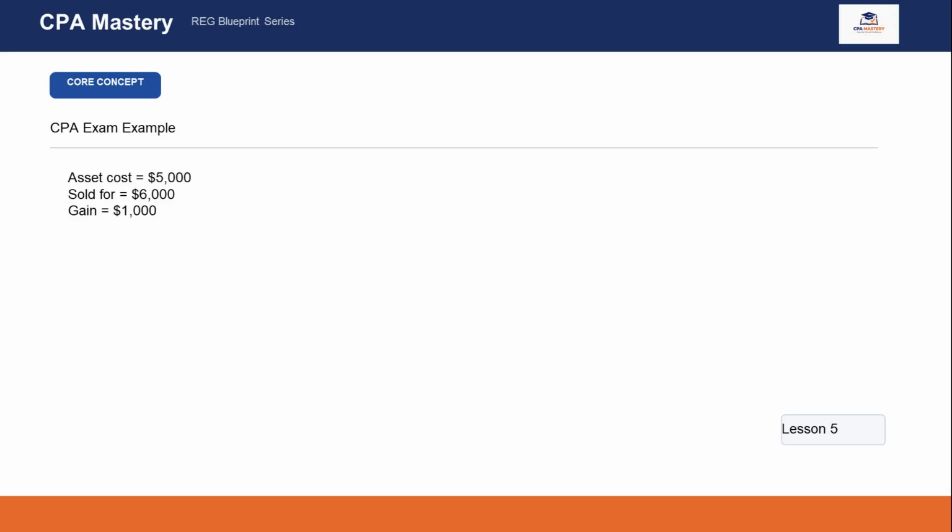Consider a CPA exam-style problem where a taxpayer buys an asset for $5,000 and later sells it for $6,000. The gain equals $1,000, calculated by subtracting the basis from the selling price. After calculating the gain, the exam may then ask you to determine whether the gain is short-term or long-term.